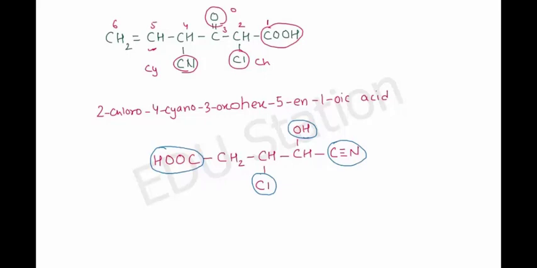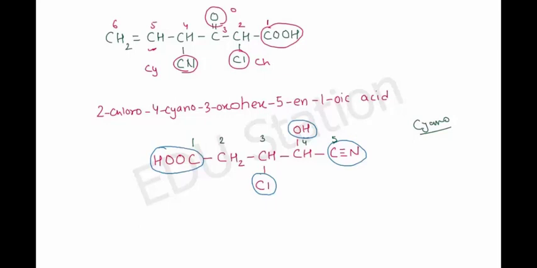Most students make a mistake of saying the longest chain will be 1, 2, 3, 4, 5. Now this is wrong. If you take the longest chain having 5 carbons, you will say 5-cyano. Cyano is written when CN is not preferred. CN is not attached to the 5th carbon. In fact, it is attached to the 4th carbon.